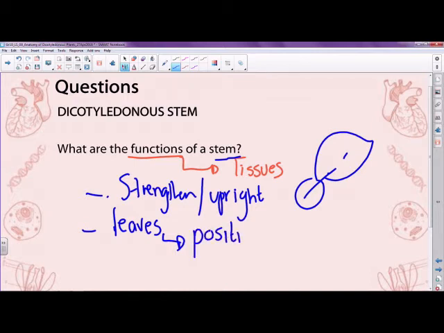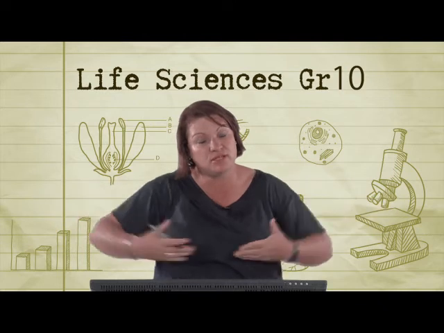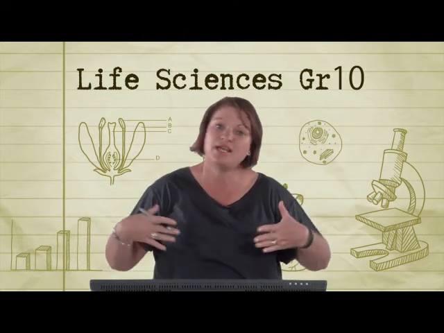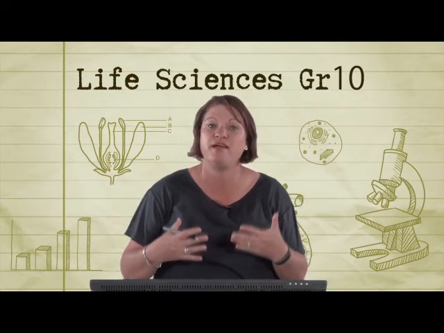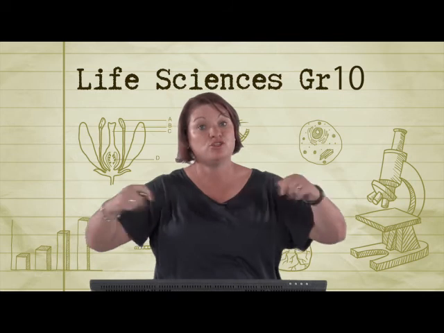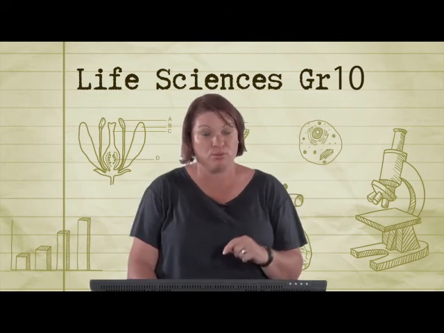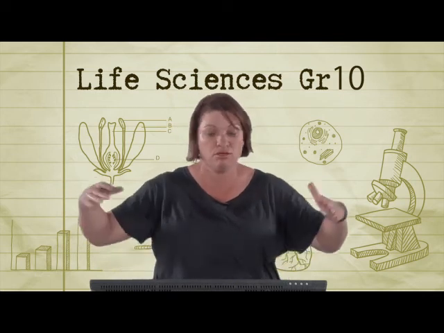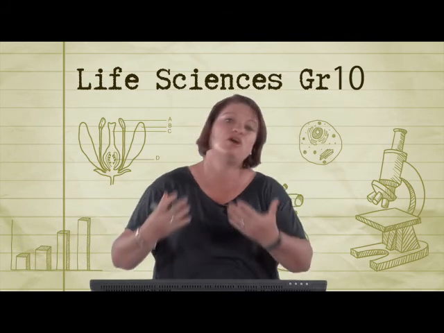Now, the next thing I hoped you would try to think about was, we said that water comes into the root. If water comes into the root, doesn't it have to go somewhere? So if the water comes in, water must go up. So what is the stem also going to be responsible for? Making sure of the movement of water, that it goes up the stem.